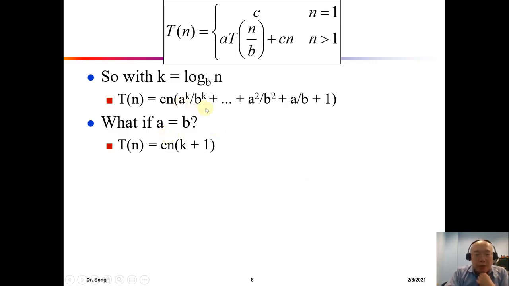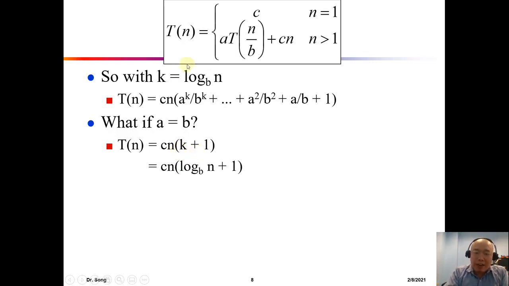So if a equals b, a to the power k divided by b to the power k, that is 1. And then a to the power k minus 1 divided by b to the power k minus 1, that's also 1. And what are you going to have? So all the values in these parentheses are all 1s. And how many 1s do we have? We have k plus 1 of the 1s added together in the parentheses. So if all the values in the parentheses are 1s, what will T(n) be? Well, this is really easy, and T(n) will be Cn times (k plus 1).